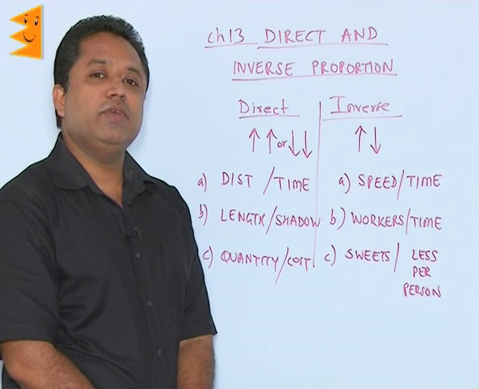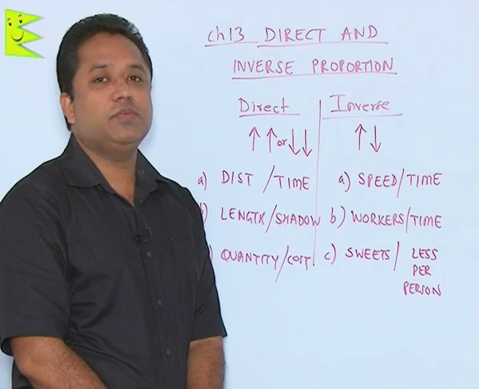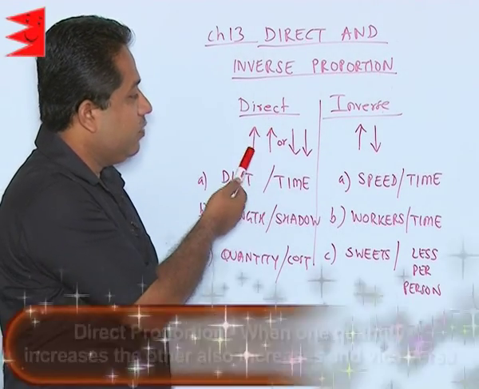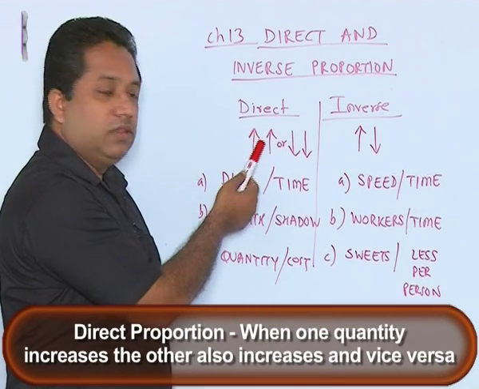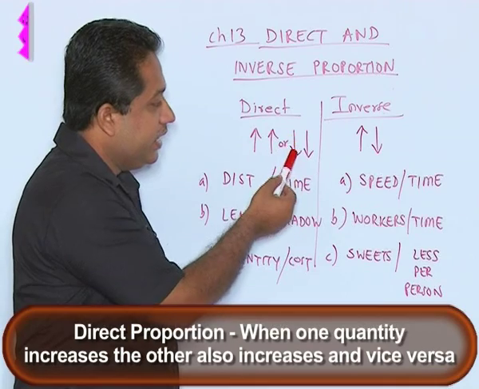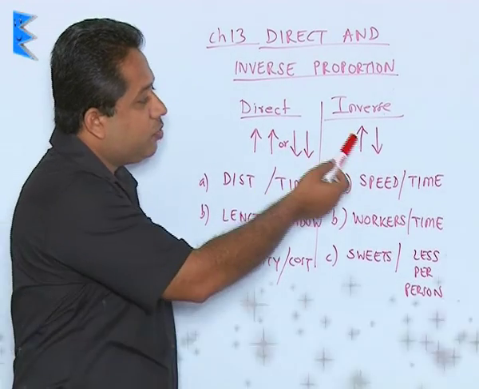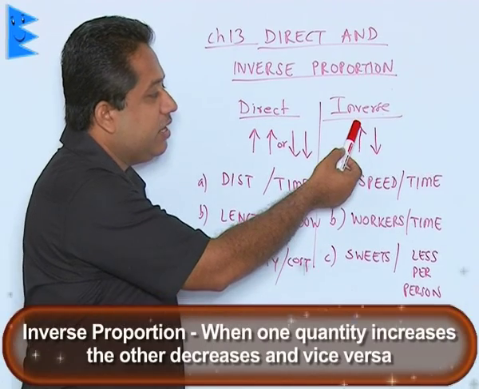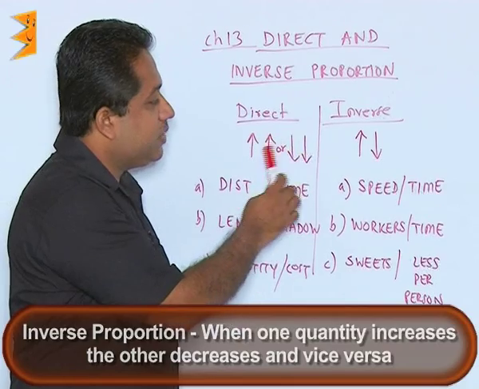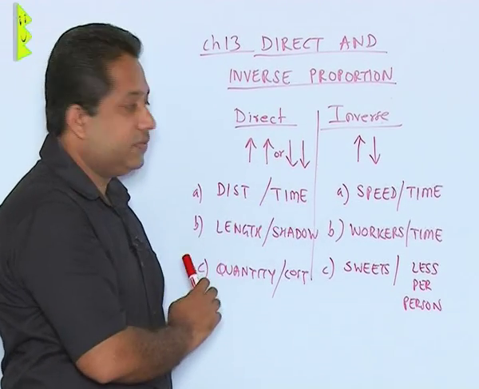In chapter 13, we are going to understand what is the meaning of direct and inverse proportion. Direct proportion means when one quantity increases, the other also increases, or when one quantity decreases, the other also decreases. Inverse proportion, on the other hand, means when one increases, the other decreases. Now, let us take some specific examples to understand what is the meaning of this increase and decrease.